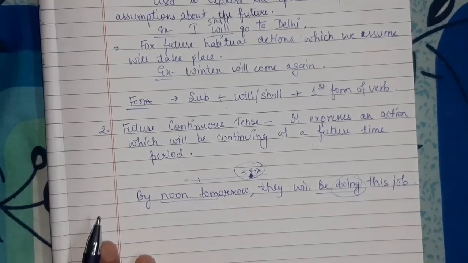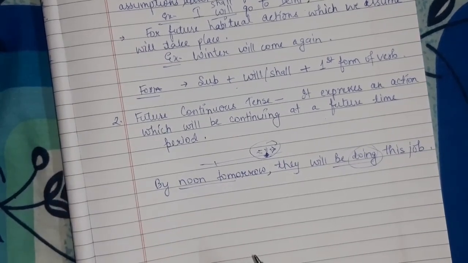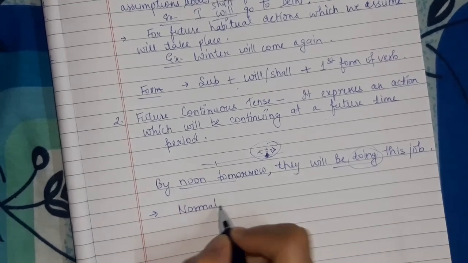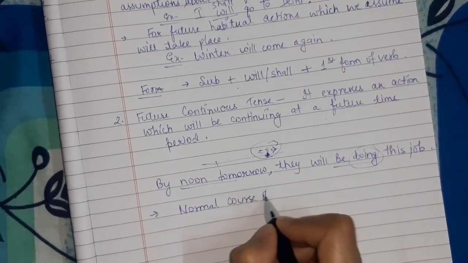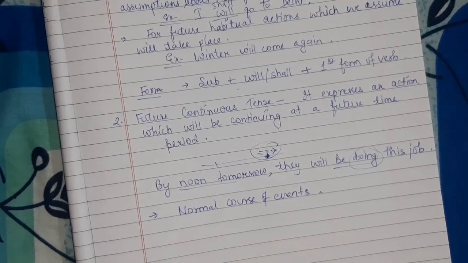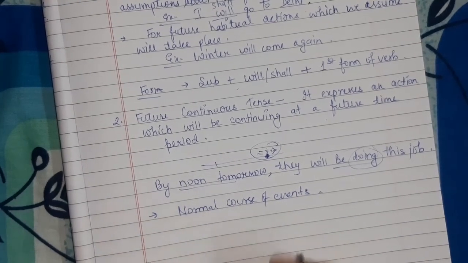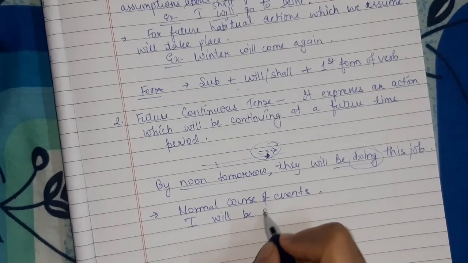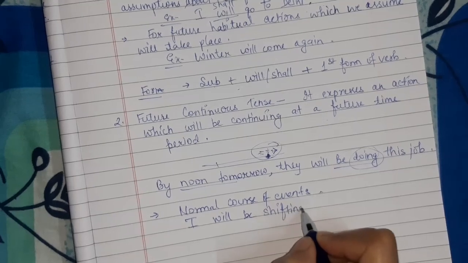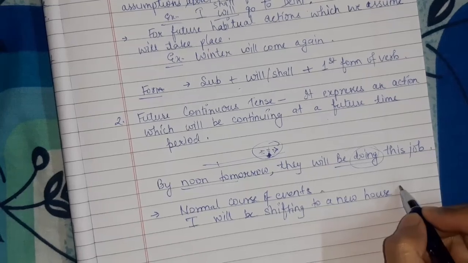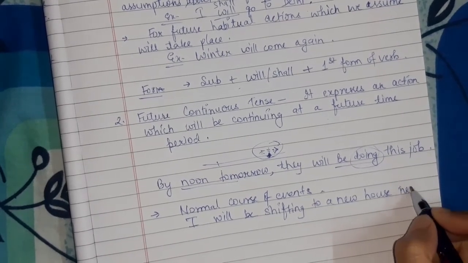And future continuous tense also expresses the normal course of events. For example, if you are planning for tomorrow, for the future, for next month or next week, those things you can include. For example, I will be shifting to a new house next month.